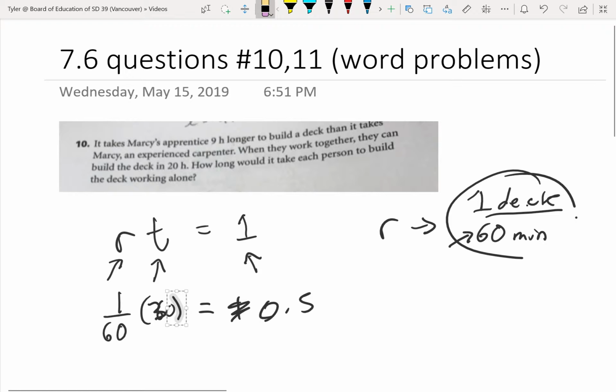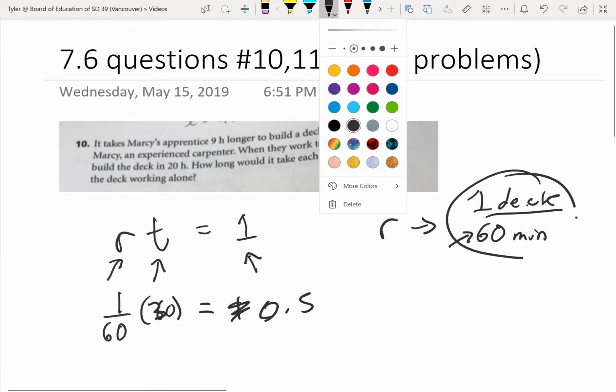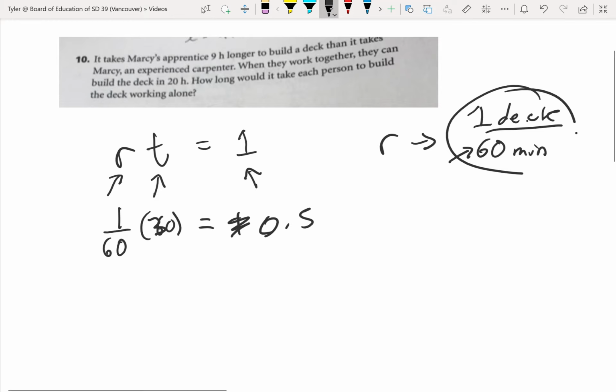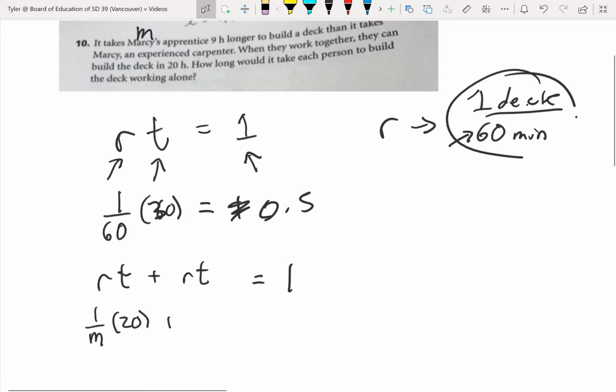So what we're going to do with this question is set it up using all the numbers and the same basic idea we just said. So we're going to say the rate times the time is equal to 1 deck. But there's 2 of them working. So we're going to do rate times time twice. The only thing that's different is that these aren't the exact same rates. Her rate is going to be 1 over m for Marcy, okay, times the time. It gave you 20 hours. They're both using the same amount of time, so it's still 20. Then I'm going to add the apprentice's rate, still times 20, gives me 1.